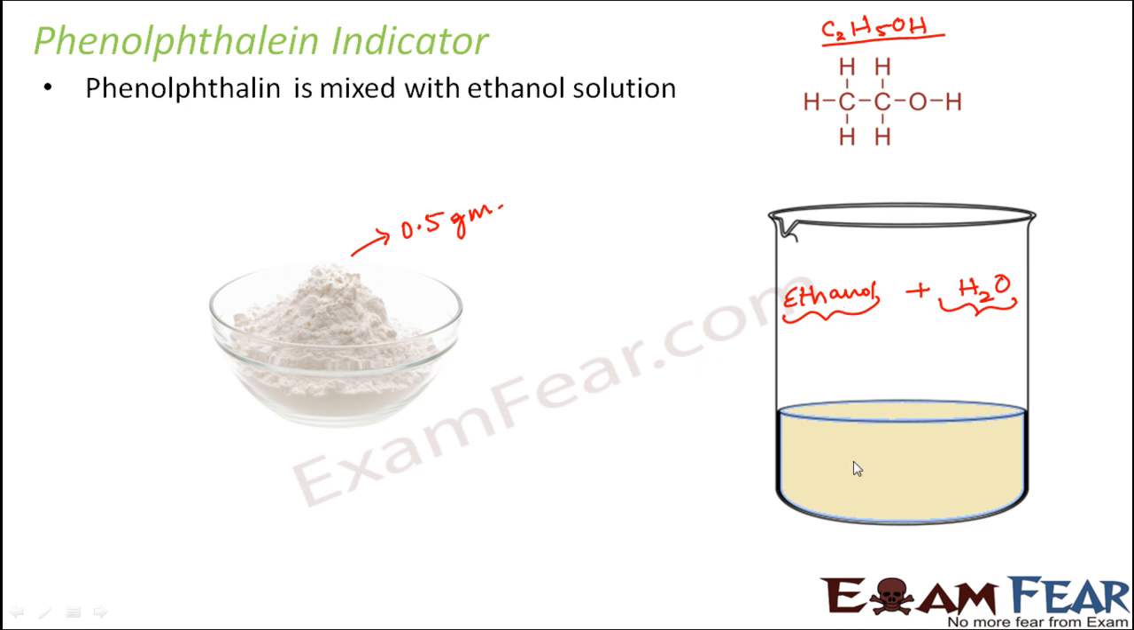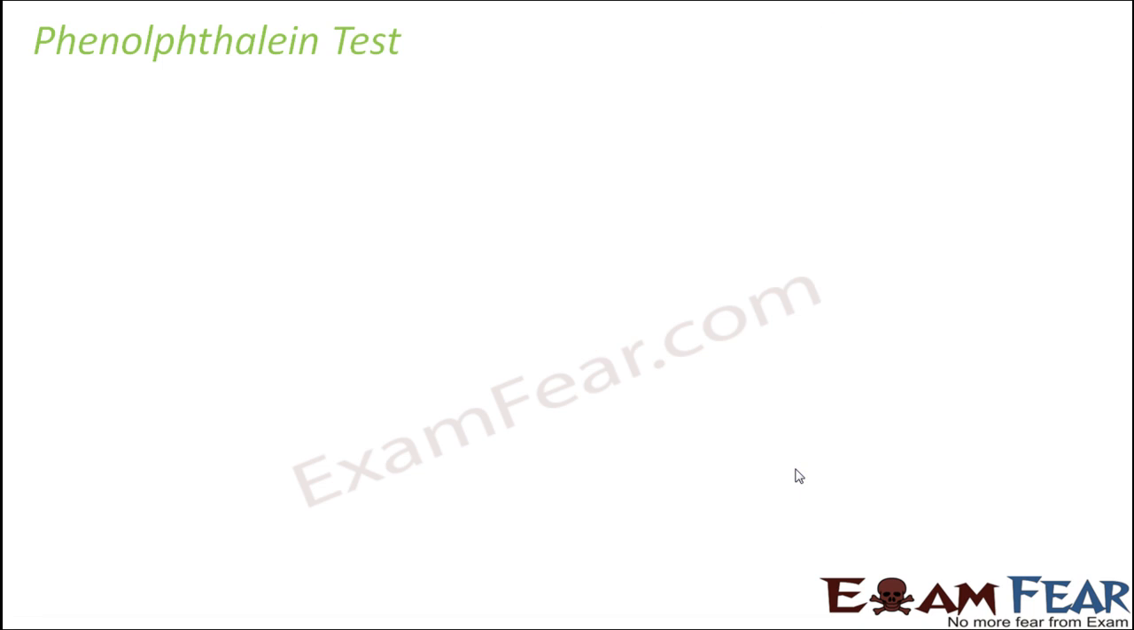So you take ethanol solution and then you add 0.5 grams of phenolphthalein powder to this solution. So as a result, you get a solution, because I said phenolphthalein powder is highly soluble in water, so it mixes up very nicely with this solution, and as a result we get the phenolphthalein solution, which acts as the phenolphthalein indicator.